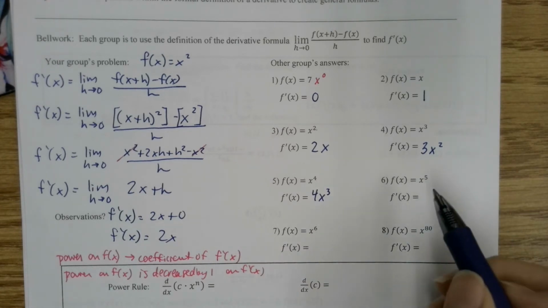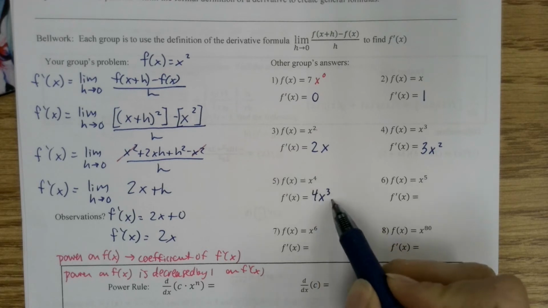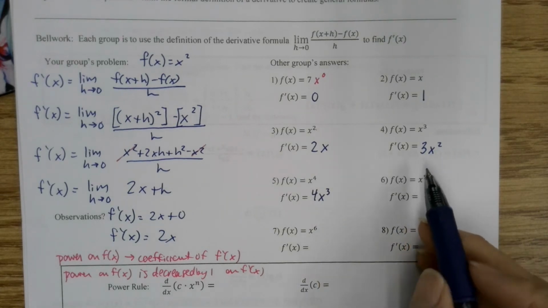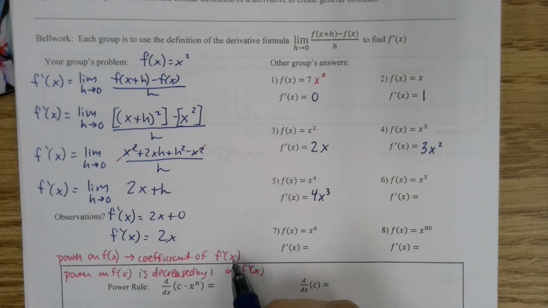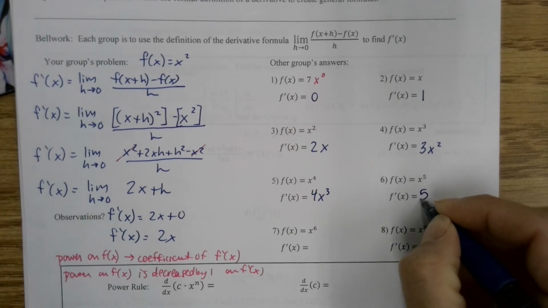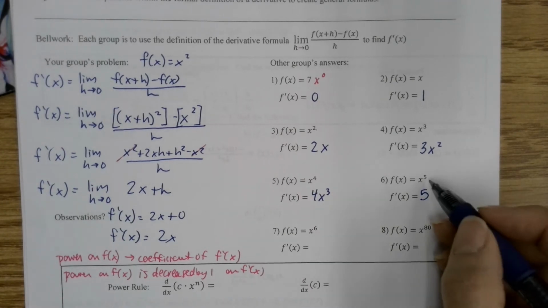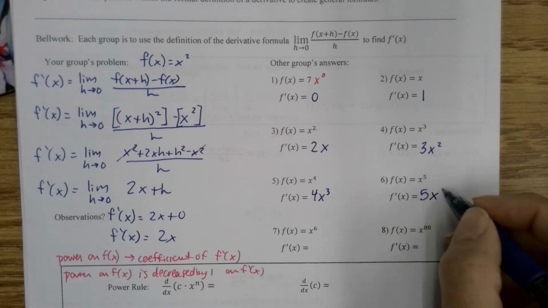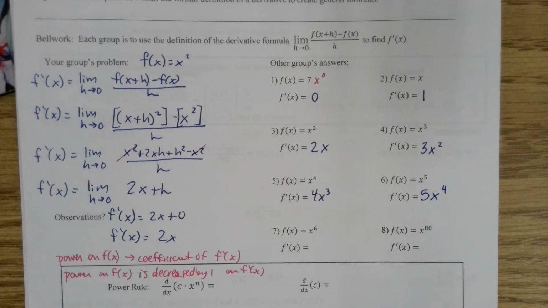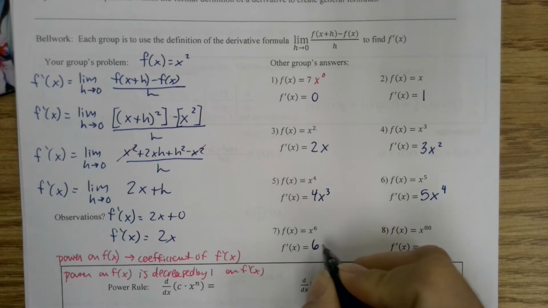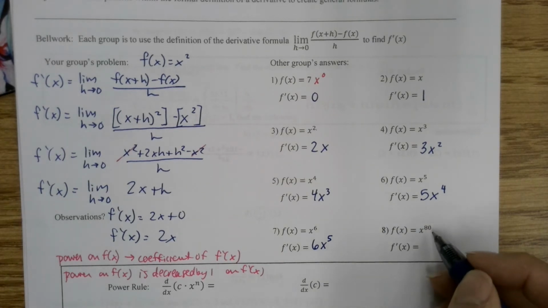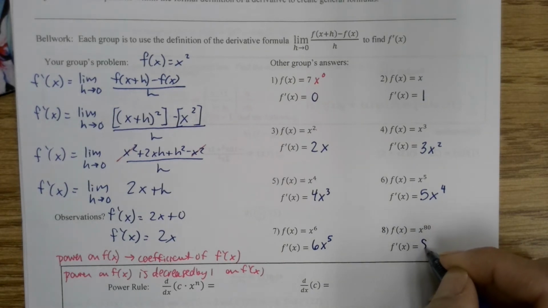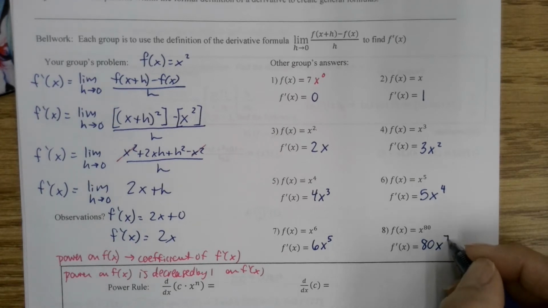So if I were to try to apply that rule to example number 6, my power on f of x, so 5, becomes the coefficient of f prime. So the 5 becomes the coefficient. And then my power drops down by 1. So that leaves me with an x to the 4th power. So if I were to try that with example number 7, my 6 becomes my new coefficient, and then my power drops down to a 5. For example number 8, my 80 comes out to the front, my power drops down to a 79.